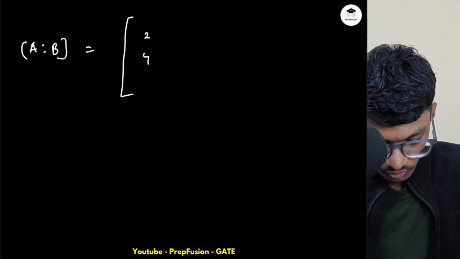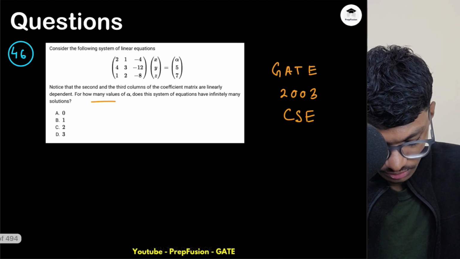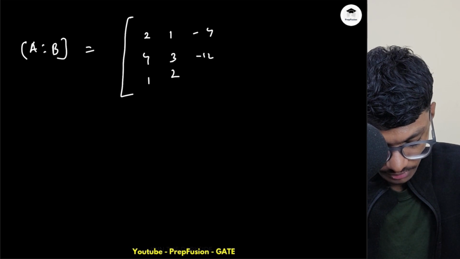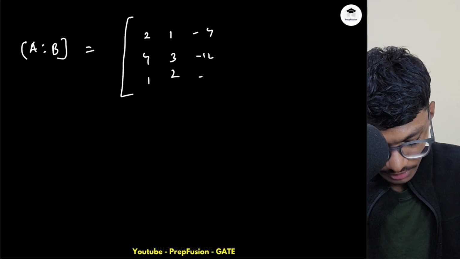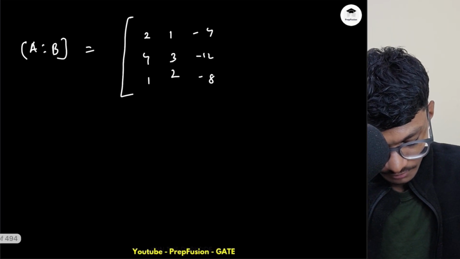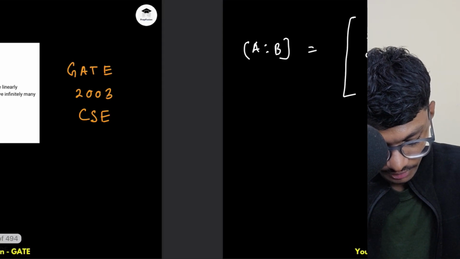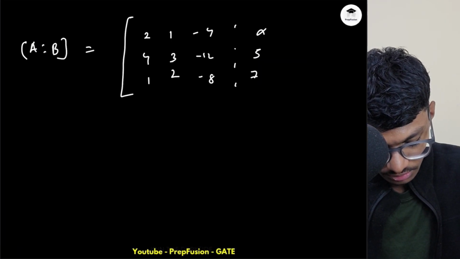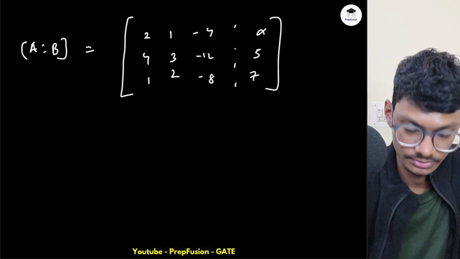This is equal to [2 4 1], this is equal to [1 3 2], this is equal to minus 4, minus 2, 1, minus 8, and this is equal to alpha, 5 and 7. Okay, this is alpha, 5 and 7.